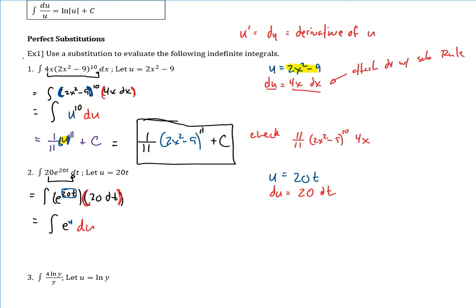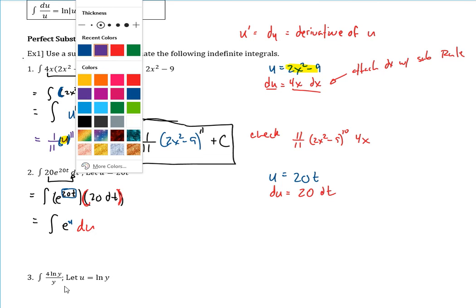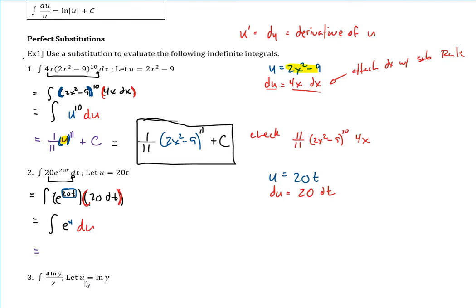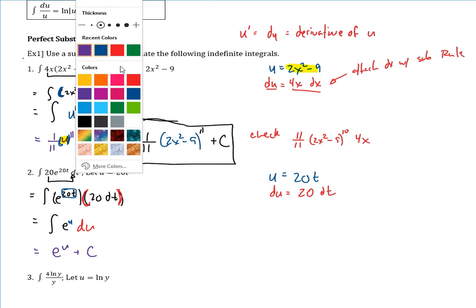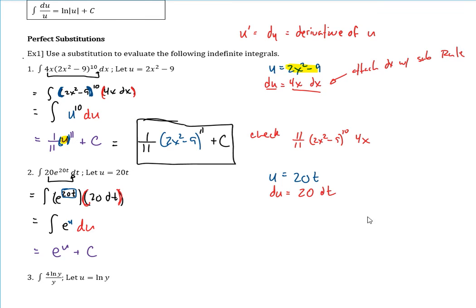Okay, and then I'll use purple again to show I'm doing the antiderivative. The antiderivative of this is just e to the u plus our constant c. And then now one last time, I want to go back to my original letter. My equation here will let me do that, where I can sub in. So let's rewrite it. Our final answer is e to the 20t, and then plus our constant c.